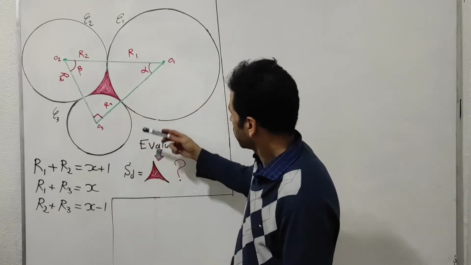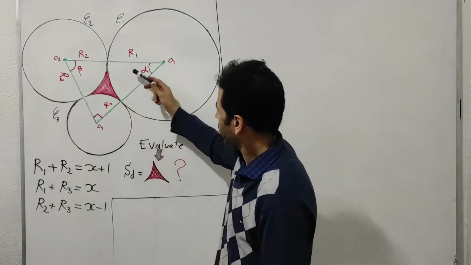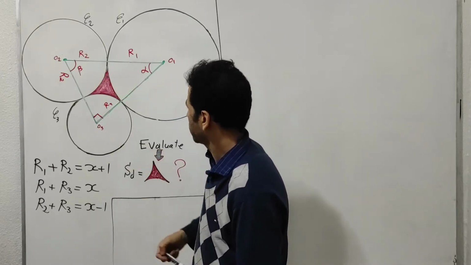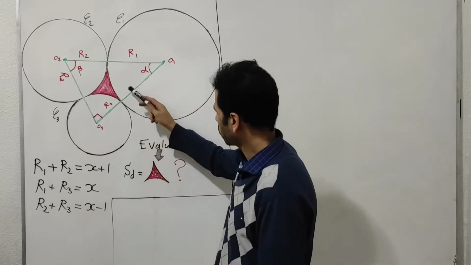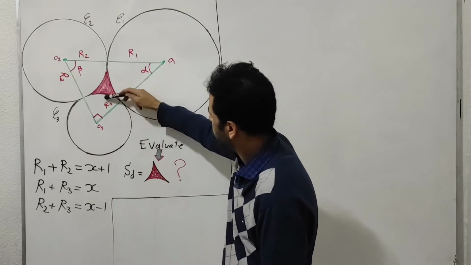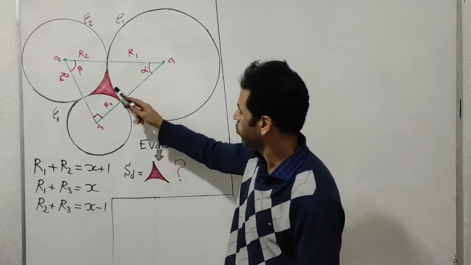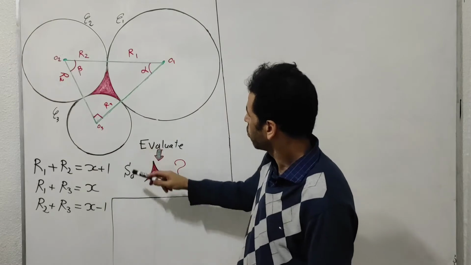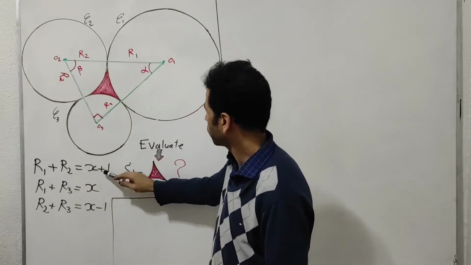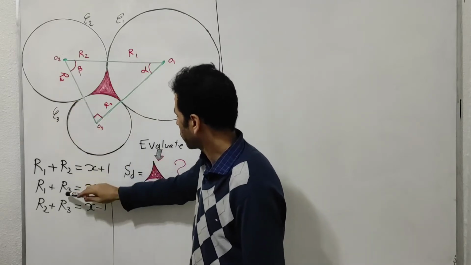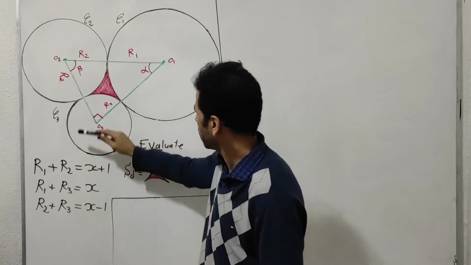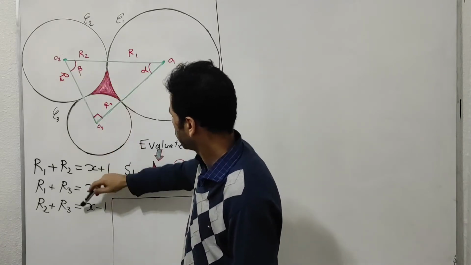Okay, this connection is giving us a right triangle at the center O3, as well as alpha and beta as angles. Our goal is to evaluate the shaded area which is left over after this connection. The only information that we have about this figure is the sum of the radii: R1 plus R2 is equal to x plus 1, R1 plus R3 equal to x, and R2 plus R3 equal to x minus 1.